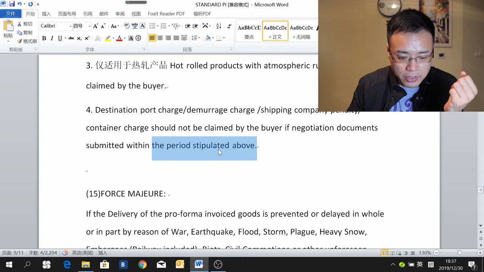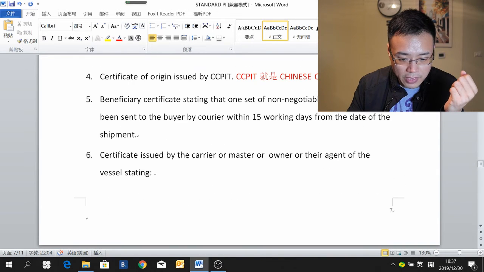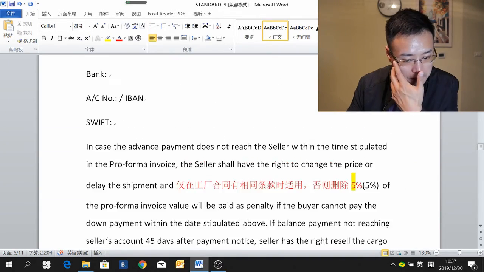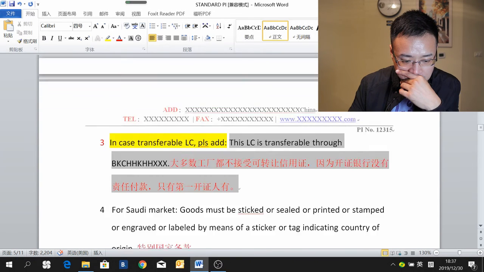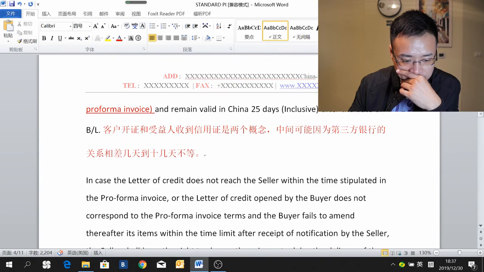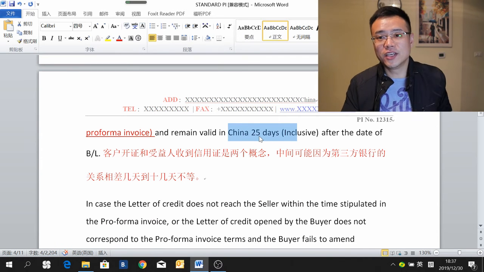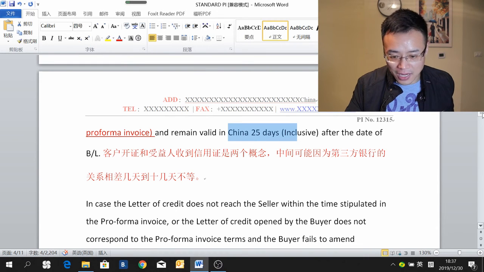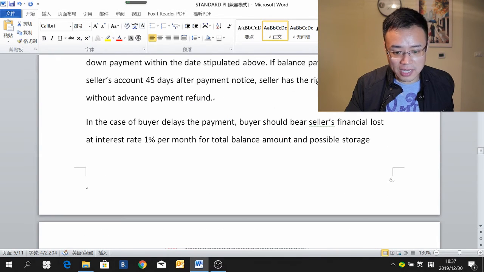And what is the period stipulated above? It is here. It is 25 days. Do you still remember? We mentioned 25 days somewhere. I cannot find it. Let's see, it should be here. Oh, here, 25 days. This 25 days means we have to present the documents to our bank within 25 days after the bill of lading date. And as long as you send the documents to the bank within 25 days, then you are free of such a penalty.